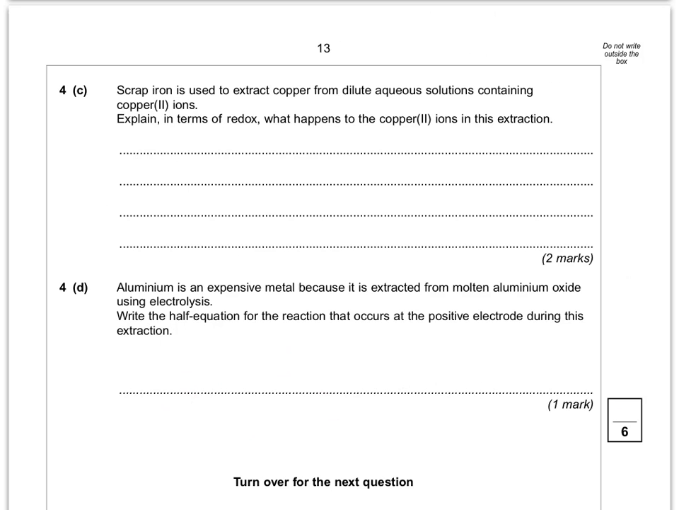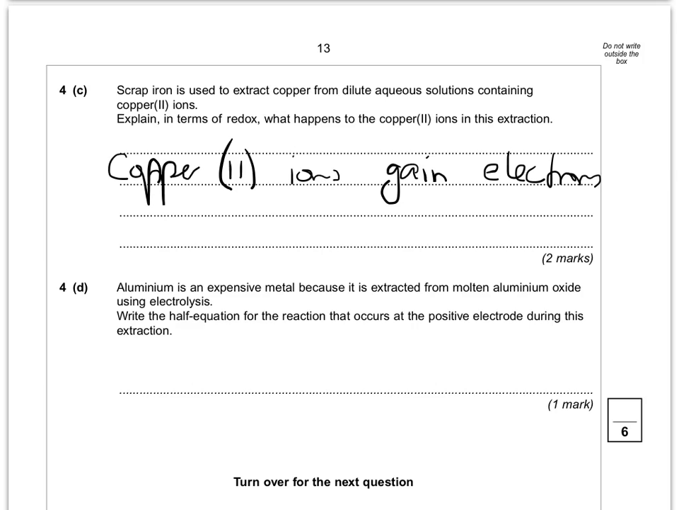Scrap iron is used to extract copper from dilute aqueous solutions containing copper(II) ions. Explain in terms of redox what happens to the copper(II) ions in extraction. So the copper(II) ions gain electrons, or gain 2 electrons, and are reduced. That's your 2 marks. Remember, OIL RIG, the gain of electrons is reduction, they are reduced. If you wrote copper gains electrons, that is incorrect. Copper is made, the copper(II) ions gain electrons.